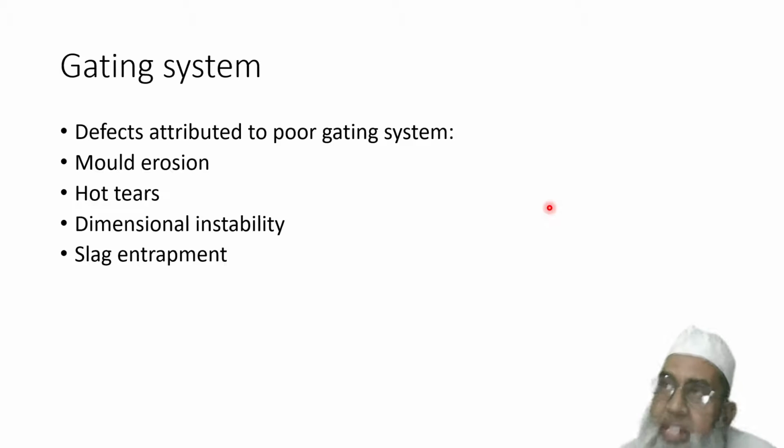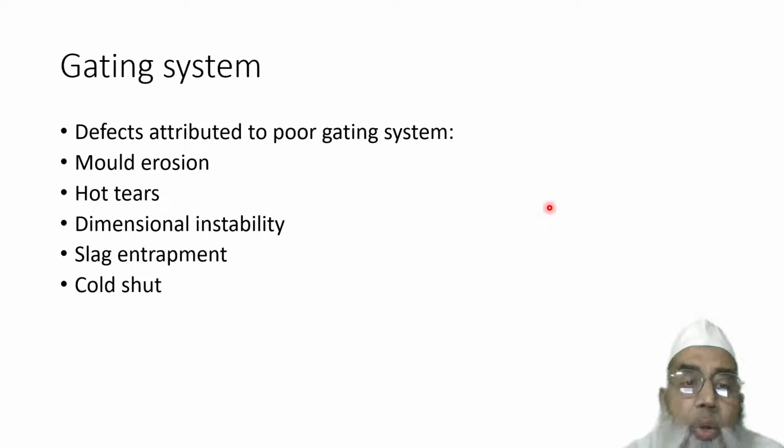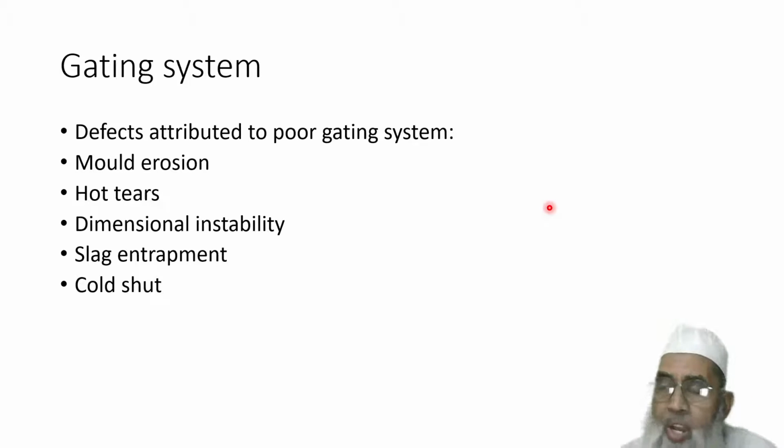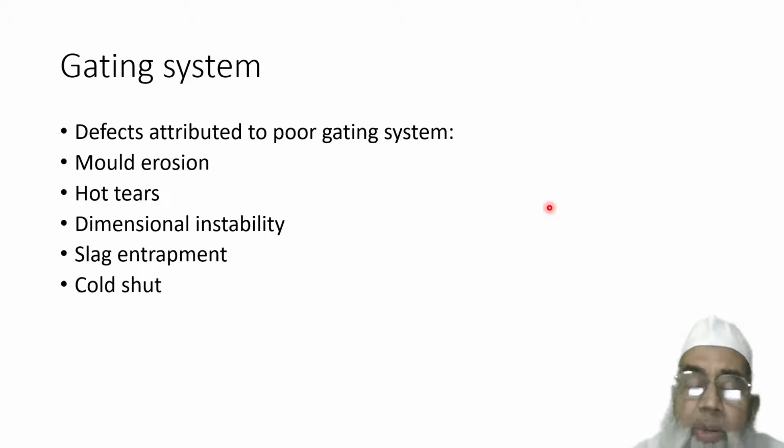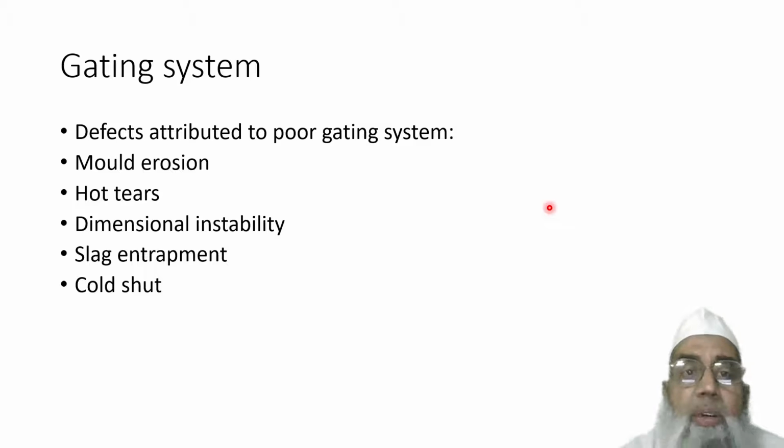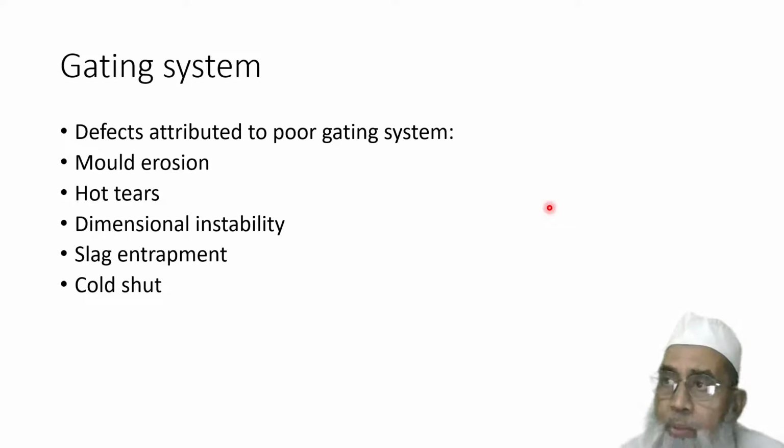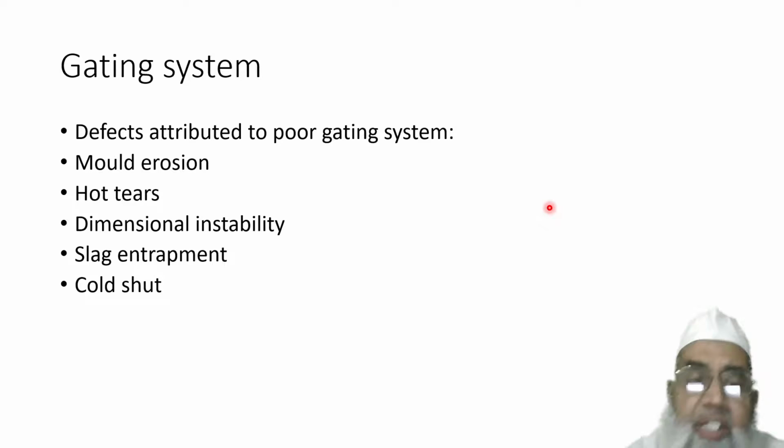Slag may get entrapped due to poor gating system. Cold shut may take place. The flowing streams may not get intermingled with each other, and there may be no uniform diffusion into one another, and therefore cold shut may take place.